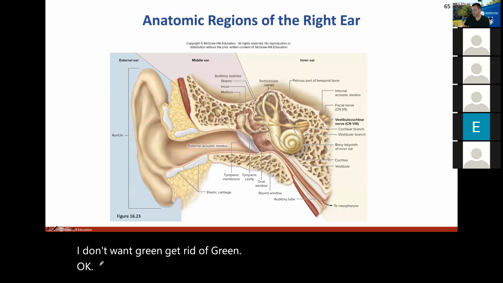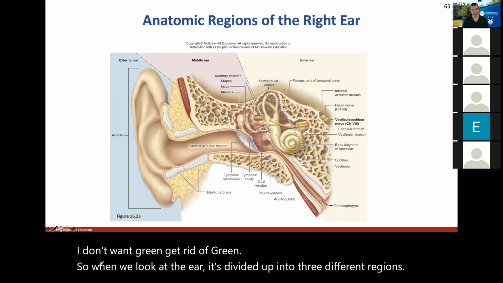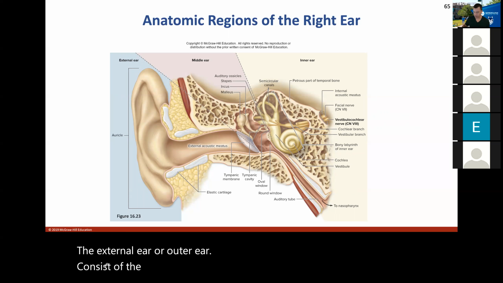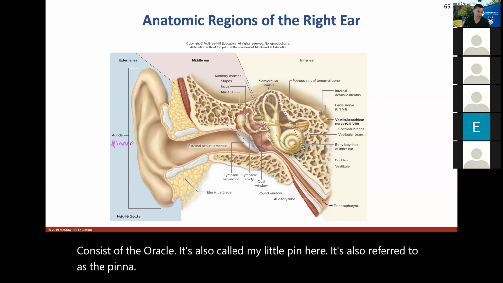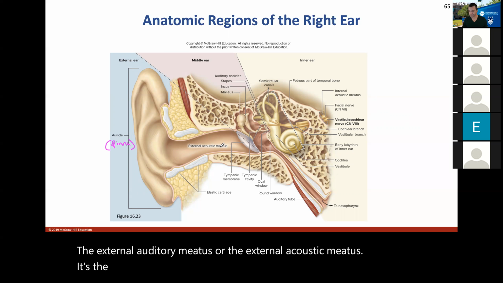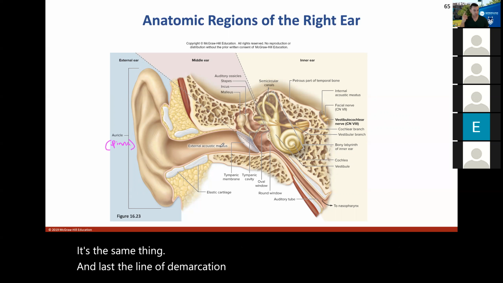So when we look at the ear, it's divided up into 3 different regions. The external ear or outer ear consists of the auricle. It's also referred to as the pinna. The external auditory meatus or the external acoustic meatus, it's the same thing. And last, the line of demarcation, the tympanic membrane, your eardrum.